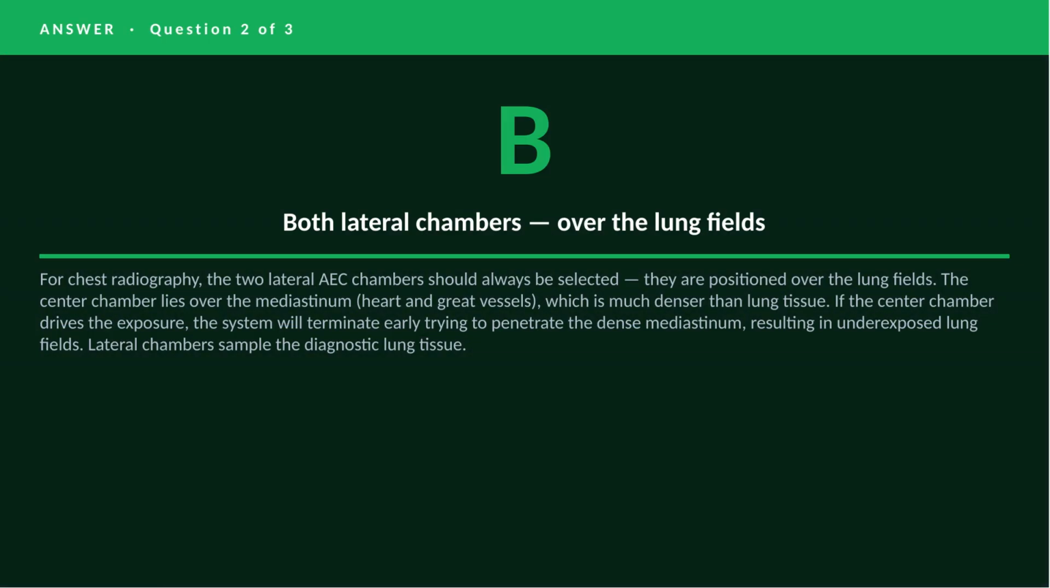The answer is B, both lateral chambers over the lung fields. For chest radiography, the 2 lateral AEC chambers must always be selected. The center chamber lies directly over the mediastinum. If the center chamber drives the exposure, the AEC will try to penetrate the dense heart and great vessels. It will keep running longer than needed, overexposing the mediastinum while the lung fields still receive inadequate exposure. The lateral chambers sample lung tissue, the actual target of the chest examination.